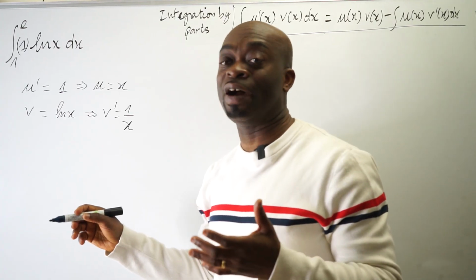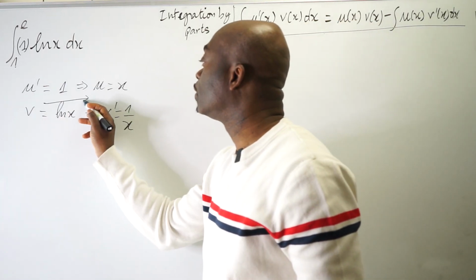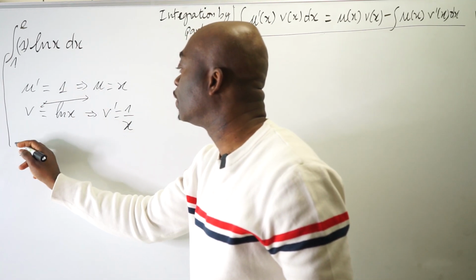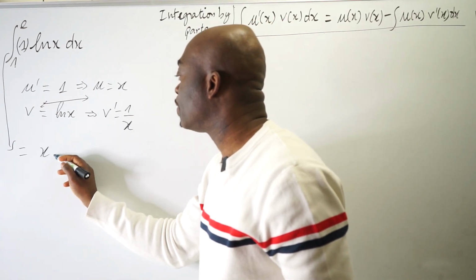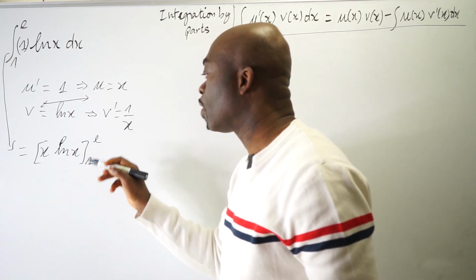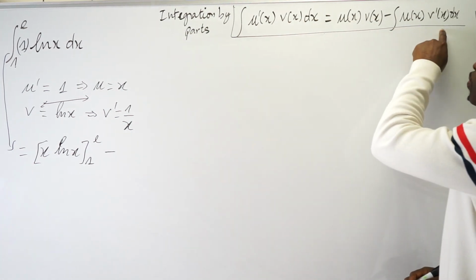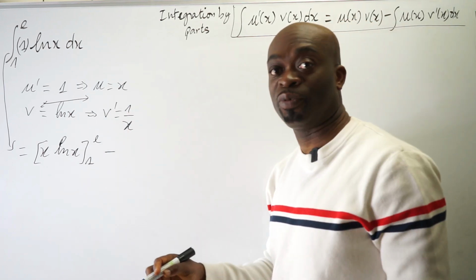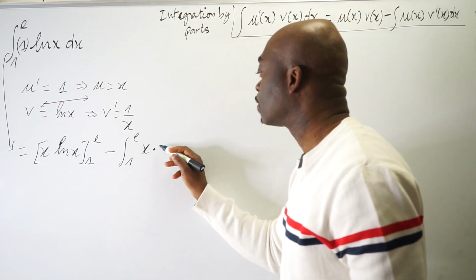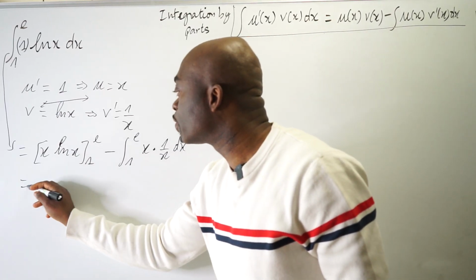Then what we're going to do is follow the formula. So u times v is x times ln of x. Don't forget, it's over 1 to e. Minus the integral of u of x times v prime of x, so u times v prime. That would give us the integral from 1 to e of x times 1 over x dx.